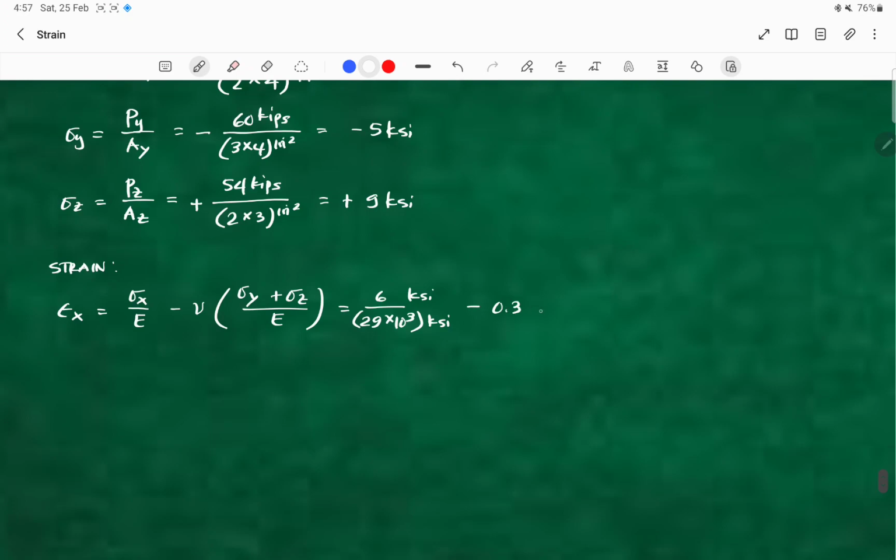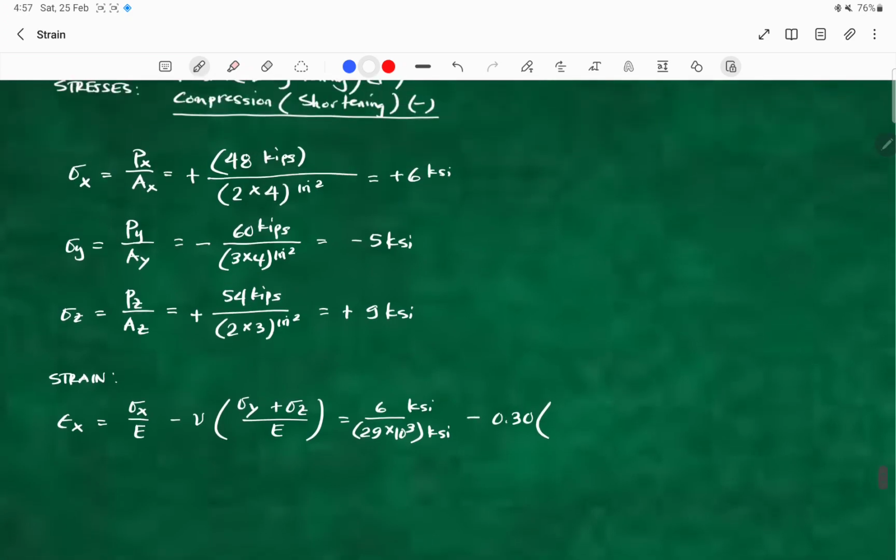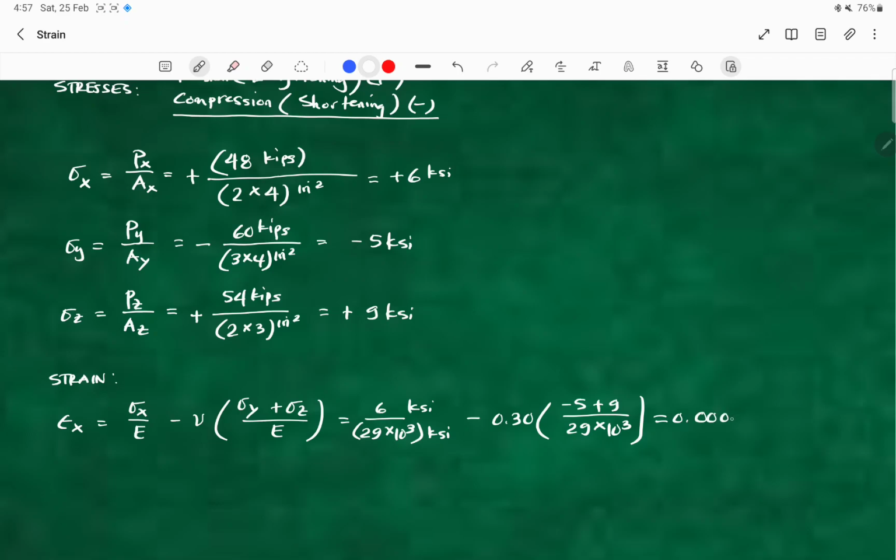So we have 0.3 multiplied by stress in Y, that is negative 5, stress in Z, that is positive 9, and then 29,000 times 10 to the power of 3. So yung sagot dito is 0.0001655, or this is 1.655 times 10 to the power of negative 4. So ito na yung sagot.